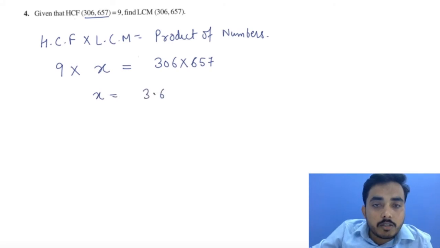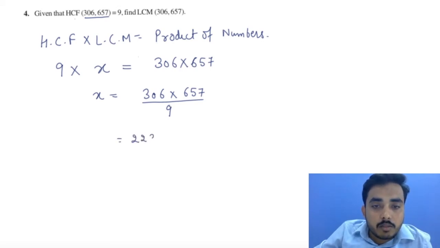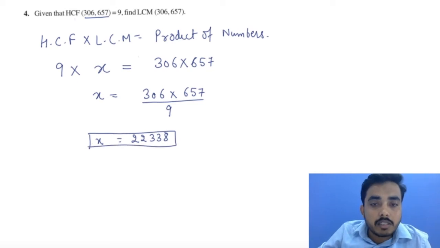So this is 306 into 657 by 9. So after solving this, we will get this number as 22338. X is equals to 22338, means the LCM of both the numbers is 22338 or 22,338. Now let's do question number 5.